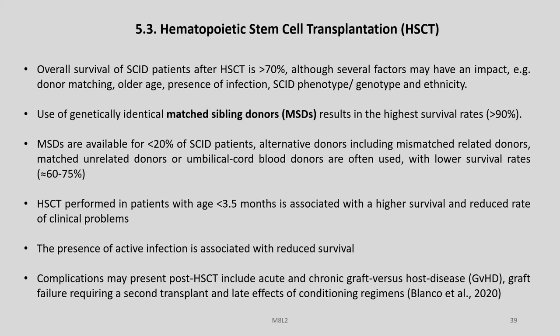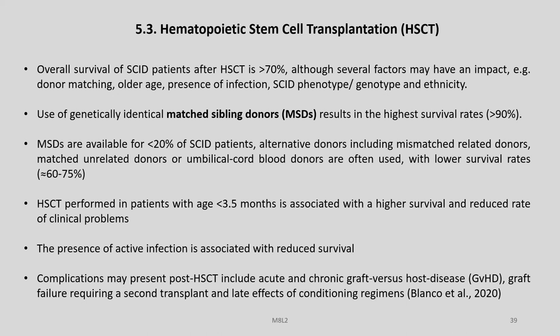Overall, survival of SCID patients after receiving HSCT is about 70%. Although several factors may have an impact, for example donor matching, older age, presence of infection, SCID phenotype, genotype, and ethnicity. Use of genetically identical matched sibling donors, MSDs, results in the highest survival rates, as high as 90% or more. MSDs are available for about 20% of SCID patients.